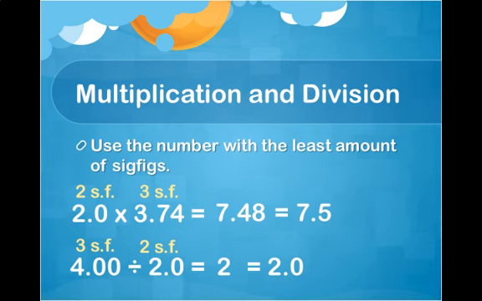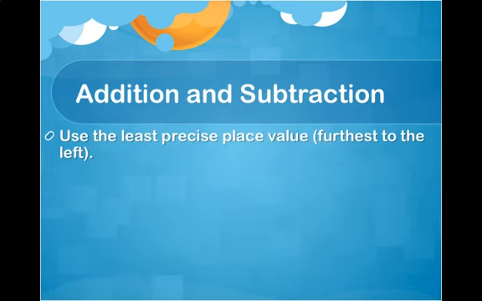Multiplication, division, the most popular operations. Now, addition and subtraction, we have to look at a little bit differently. Still similar, but a little bit differently. We use the least precise place value, or the significant figure that is furthest to the left.